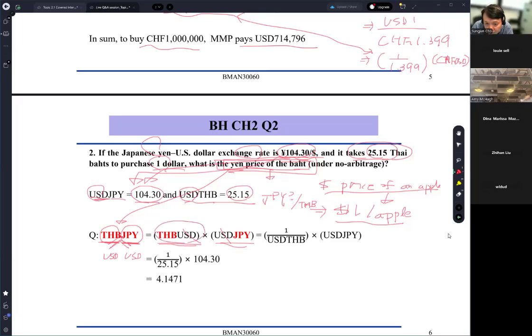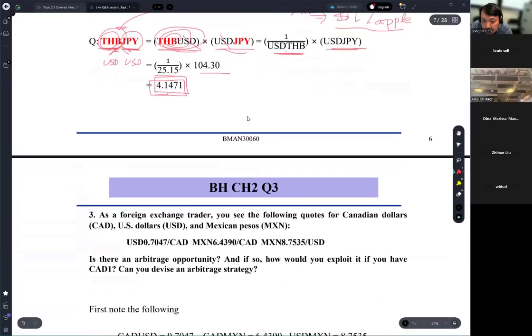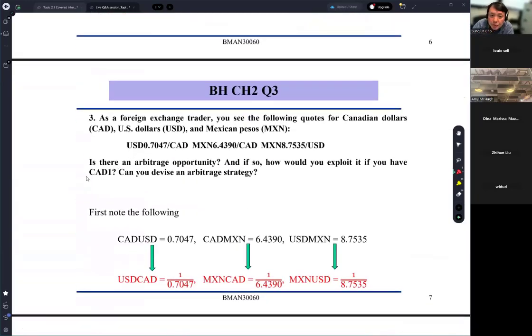So what is this one? THB USD. We don't know that, but we know USD THB. How do we compute this one? Reciprocal. The reciprocal of this one is going to be THB USD, and USD JPY is given. So the reciprocal of this one times USD JPY, you get these expressions. So for 1 Thai baht, you have to pay this amount of yen. That's question 2. Any questions? All right. Let's go to question 3.